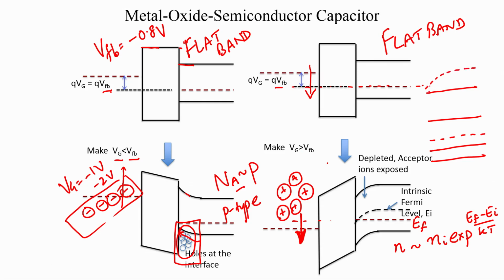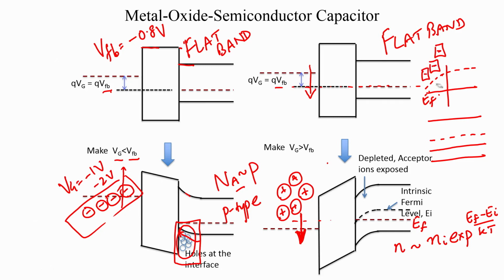So, EF minus EI is still negative in this case, and therefore you do not have so many electrons at the interface. All the positive charge on the gate is being compensated by the exposed acceptor ions. So, that is the depletion region.